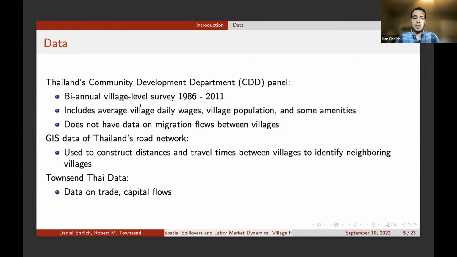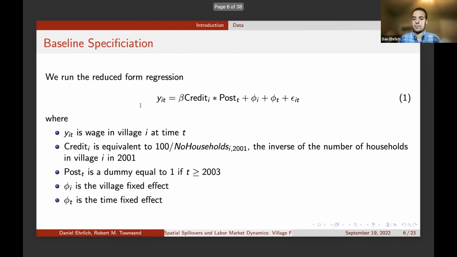Importantly for us, it's going to include information on village wages and village populations. We're also going to be merging in GIS data of Thailand's road network to get at the spatial linkages involved. And we're going to also be merging in the Townsend Thai data, which is for a smaller sample of villages, but will have better data on the sorts of mechanisms that may be at play, and in particular, things like trade flows and capital flows.